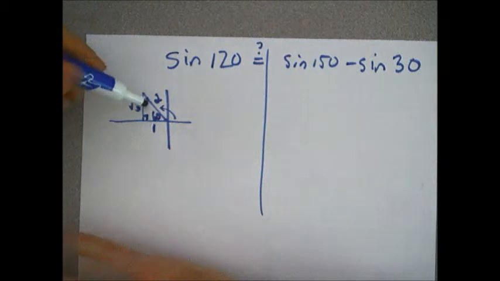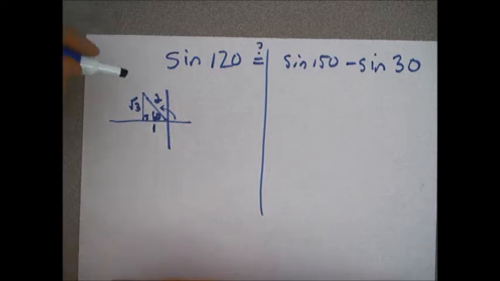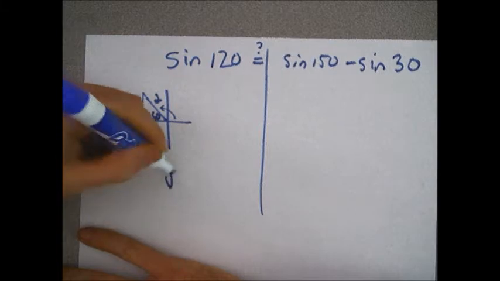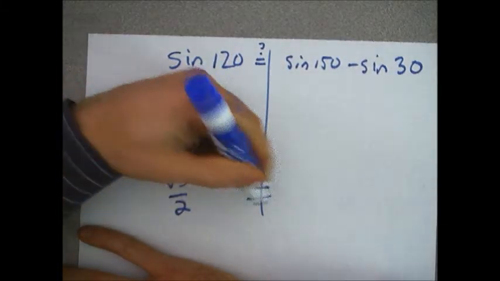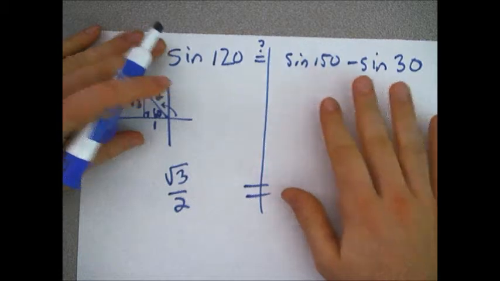So we know 30, 1, 60, root 3, 2. Okay, so I'm looking for the sine here, right? So the sine is what? Over the? So what is it? So root 3 over 2. So if we can come up with that over here, we could say this is a match.